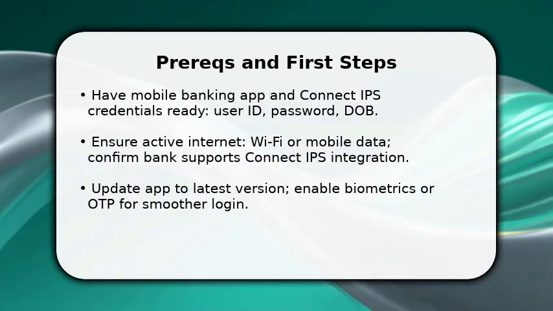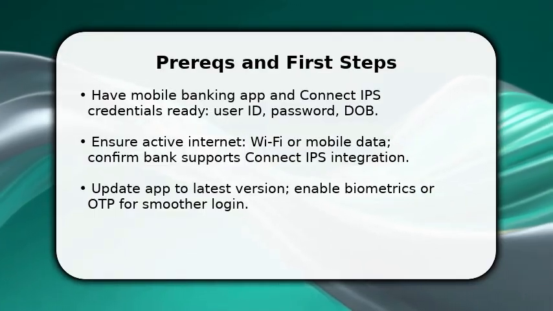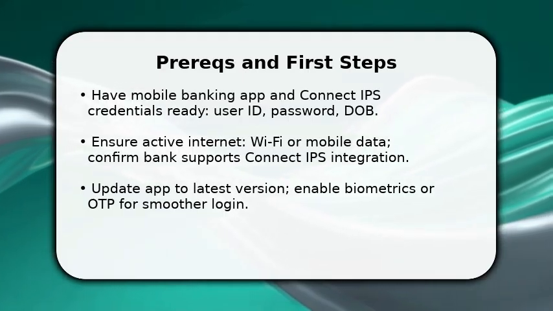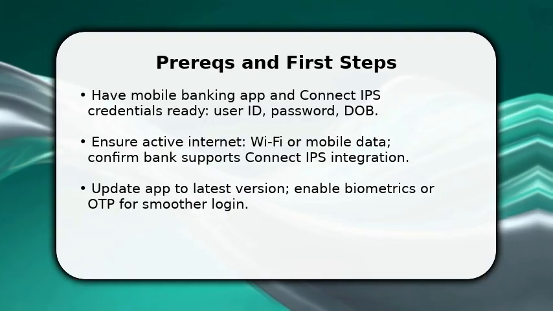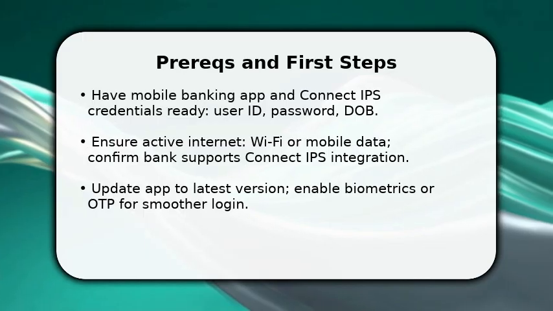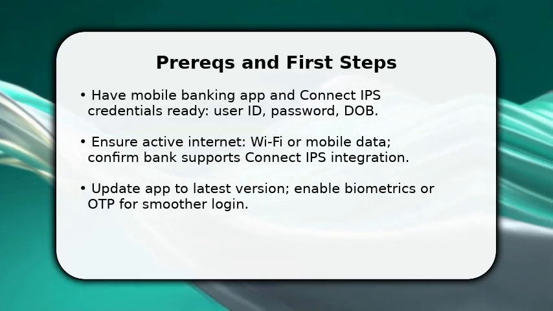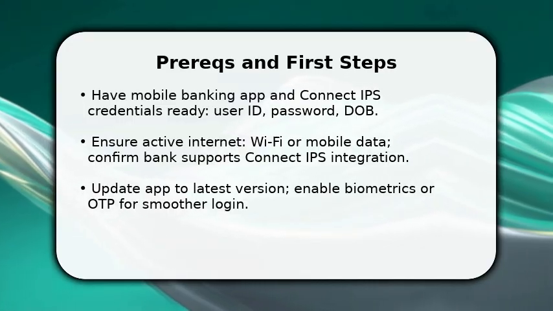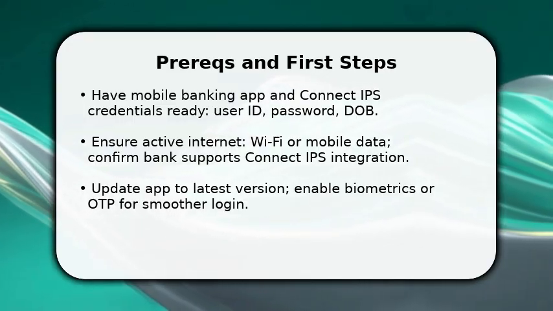Enjoy the video. You start by confirming prerequisites so the process won't stall. Have your Connect IPS user ID, password, and registered DOB handy, and make sure your mobile banking app is updated. Once done, open the bank app, choose Payments or Bill Pay, and select Connect IPS as a payment source. This links the two systems.